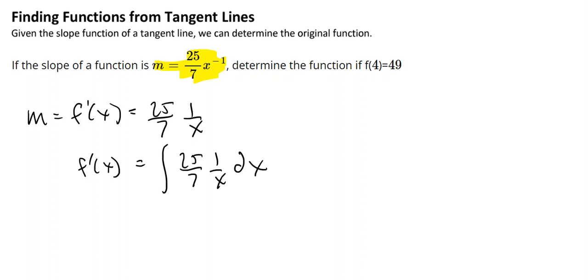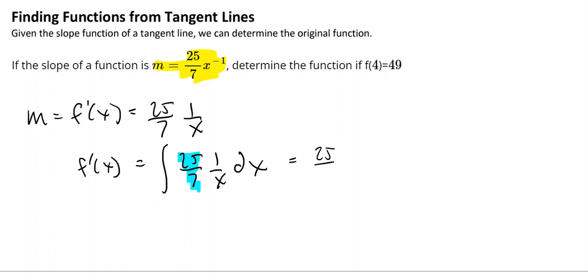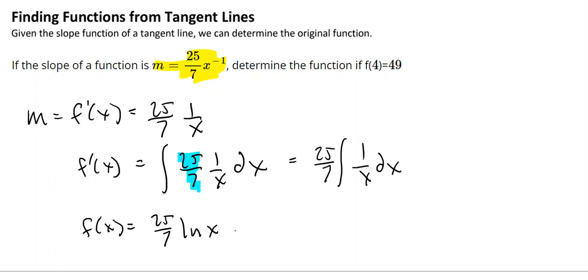And so as I've mentioned before, it's nice to just take the constant and put it out in front of the integration symbol. So we have 25 over 7 times the integral of 1 over x dx. Well, the antiderivative of 1 over x dx is the log of x. So f of x is equal to 25/7 times the log of x plus c.